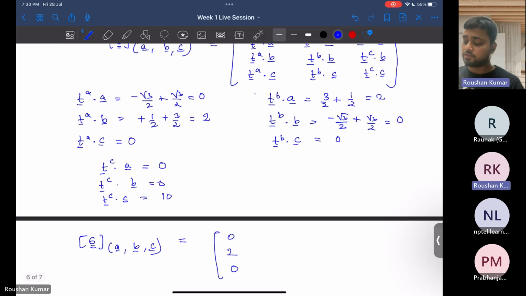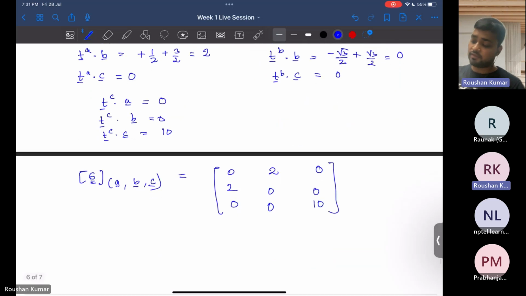Then first row, second column is TB dot A, which is 2. Second row, second column is TB dot B, which is 0. Third row, second column is TB dot C, which is 0. Then the first row, third column is TC dot A, which is 0. The second row, third column is TC dot B, which is 0. And the third row, third column is TC dot C, which is 10. So this is the stress matrix in the ABC coordinate system.